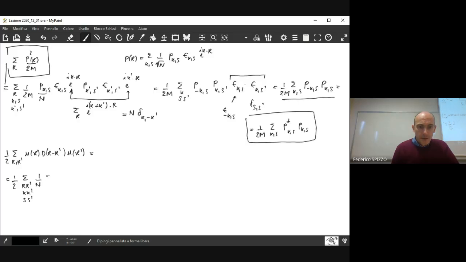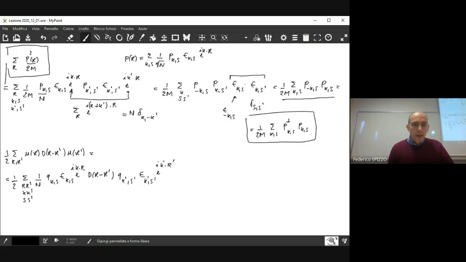So in this case, I have Q, K, S, polarization vector E, K, S. Then I have the phase E, K times R. Then we have the dynamical matrix. No, sorry, not the dynamical matrix, the D matrix. Then Q, K prime, S prime, E, K prime, S prime, and then I have the phase K prime times R, times R prime.